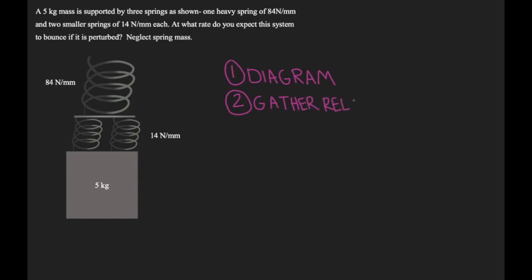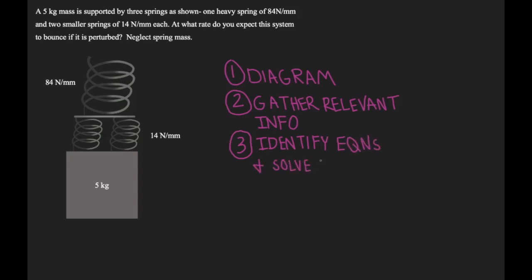Step 1 is draw a diagram. Step 2 is look at the problem and gather all of the relevant information that we're going to need. Step 3 is based on that information, identify the equations that we could use to solve what's being asked in this problem, and then go ahead and solve those unknowns. And finally, we want to review our problem, go back, find out what's being asked, and actually answer the question.